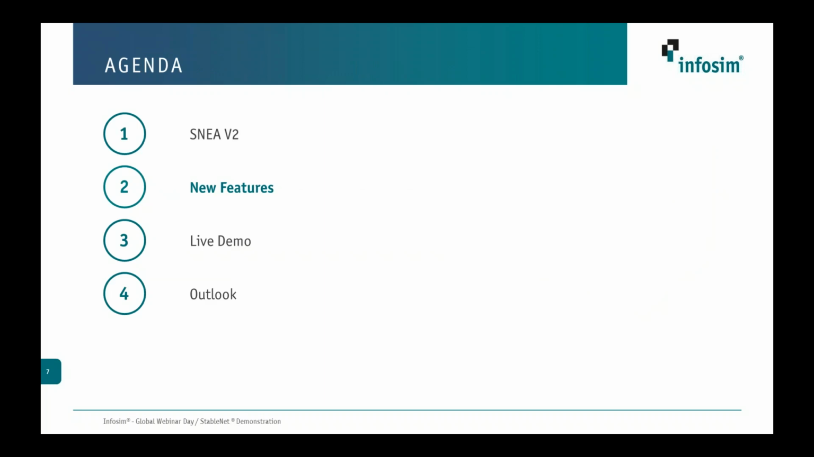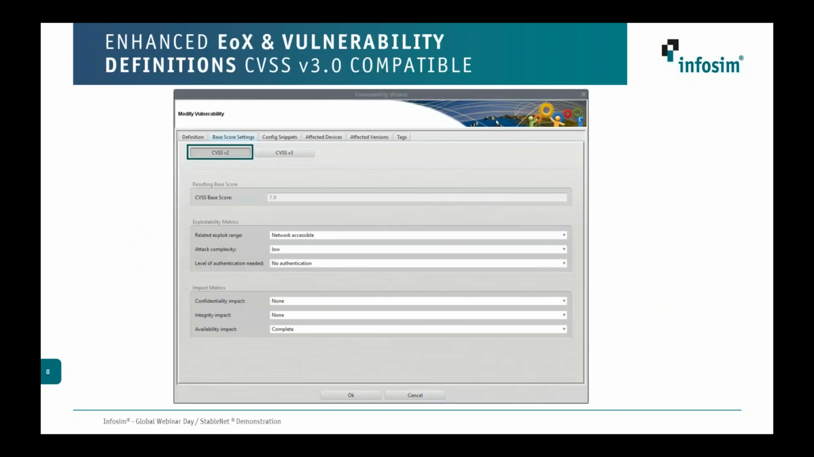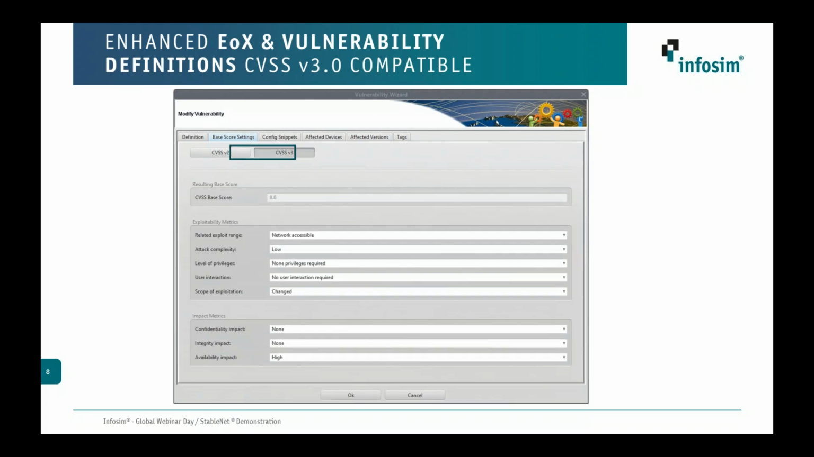Now I want to show you the new features we have in StableNet. At first, in the area of AOX and vulnerability definitions, we now introduced CVSS, the Common Vulnerability Scoring System, version 3. As you can see, we now also support this version 3, which has additional elements, categories, and values. So it is very easy to put official vulnerabilities defined in version 3 into StableNet.